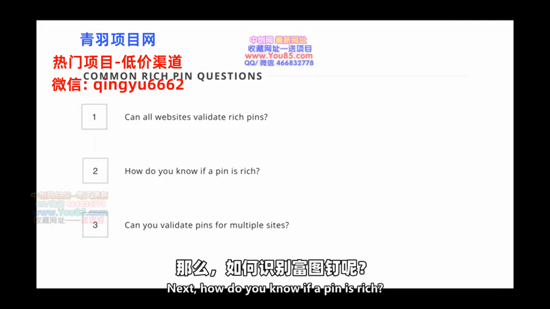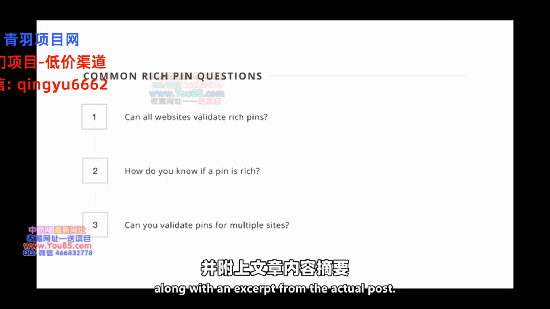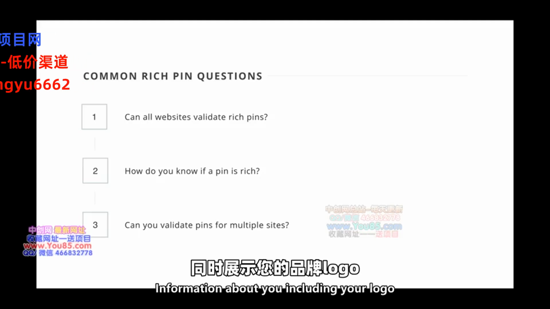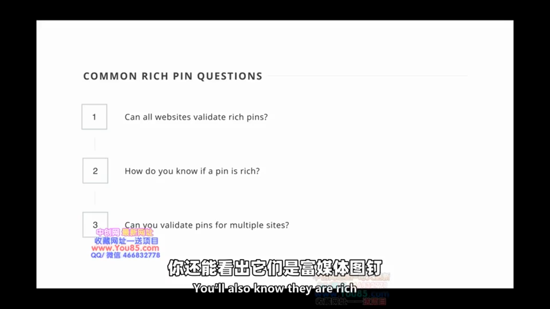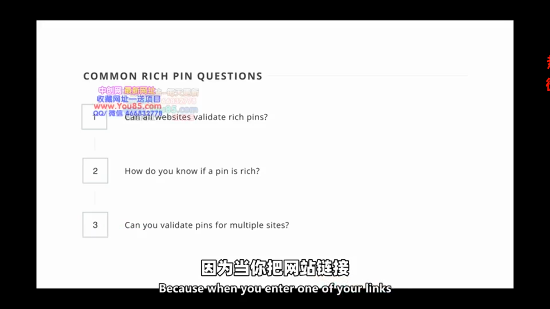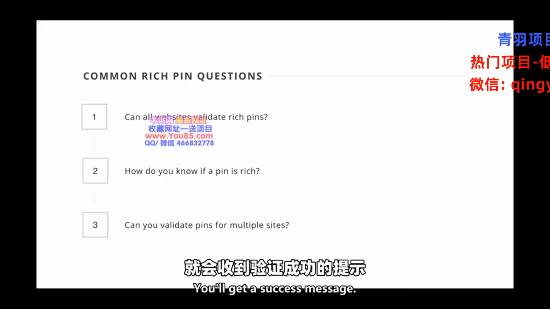Next, how do you know if a pin is rich? Your blog post title will be included along with an excerpt from the actual post, information about you, including your logo and icon, and a call to action button. You'll also know they are rich because when you enter one of your links from your site into Pinterest Rich Pin Validator, you'll get a success message.